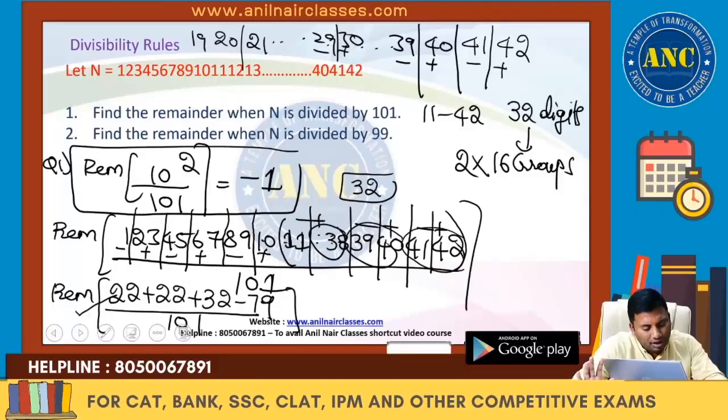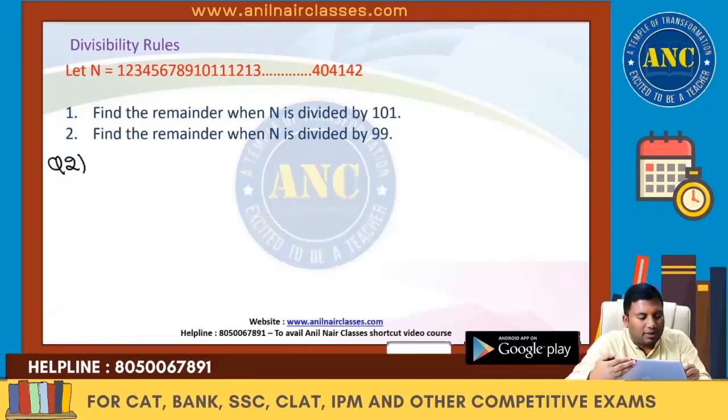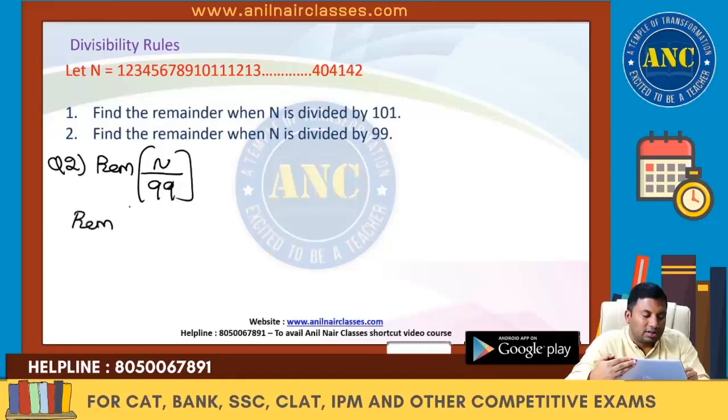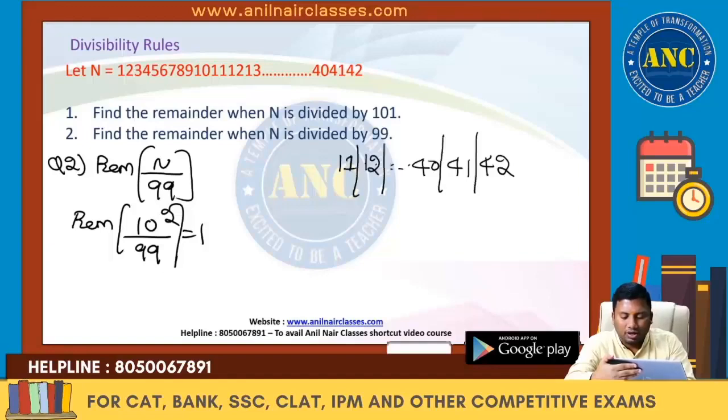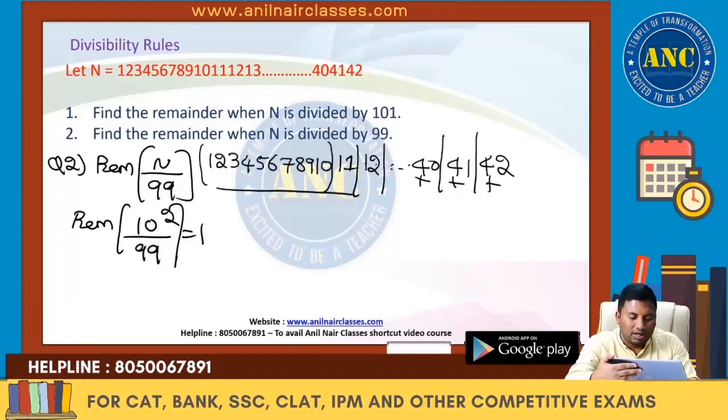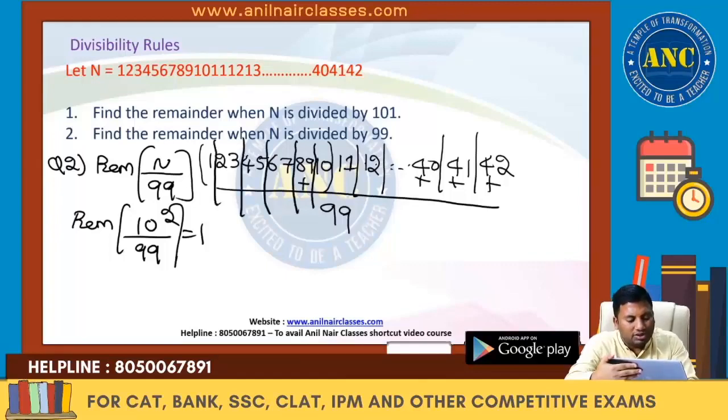Idea clear? Next one: find the remainder when the number is divided by 99. 10 square divided by 99 is 1. That means 42, 41, 40 and so on up to 11, and 1, 2, 3, 4, 5, 6, 7, 8, 9, 10, divided by 99. So take a group of 2 digits, take a group of 2 digits, and add them.